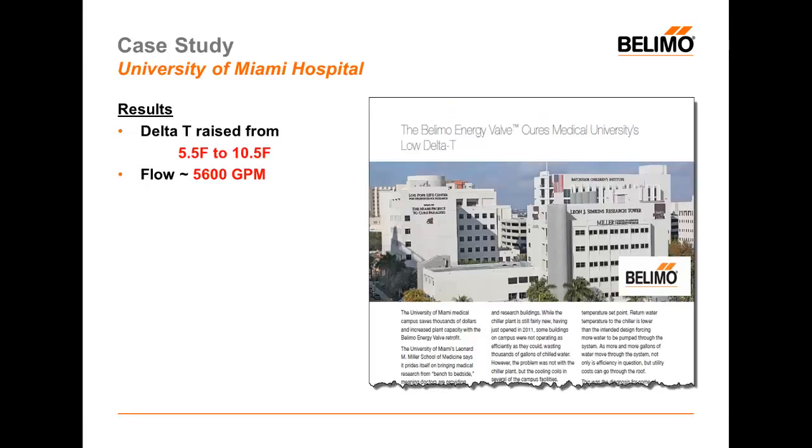After implementing Delta T management, the Delta T was raised from 5.5 to 10.5 degrees Fahrenheit, and the flow was reduced down to about 5,600 GPM. The performance contractor on site has estimated that there will be about a $66,000 a year savings, and the estimated simple payback on these energy valves and his services would be just under 3 years. This case study, as well as both publications regarding the MIT project, are all available at energyvalve.com.